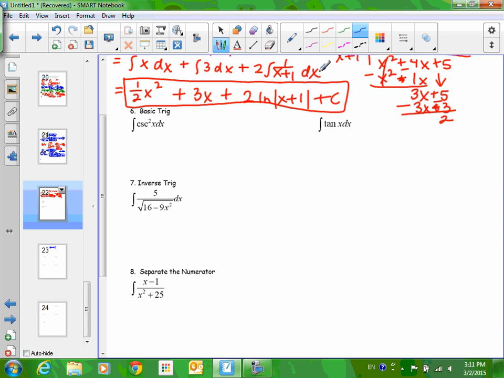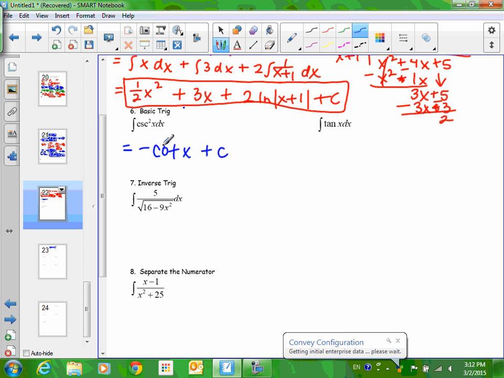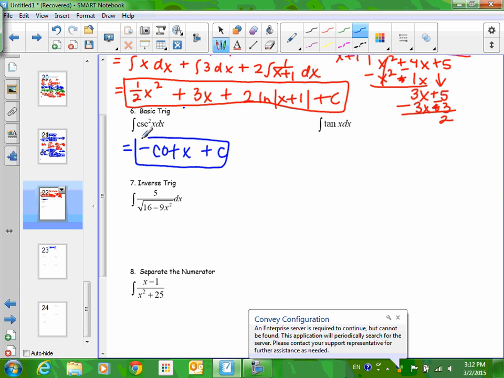All right. Basic trig. Do you know your 6 trig derivatives? If not, you need to get your green flashcards out and get going on that. All right, which of the 6 trig functions' derivative is cosecant squared x? Cotangent. Technically the derivative of cotangent is negative cosecant squared x, so I need to put a negative cotangent x. Still a plus c. When you know your 6 trig derivatives, these problems are really easy.